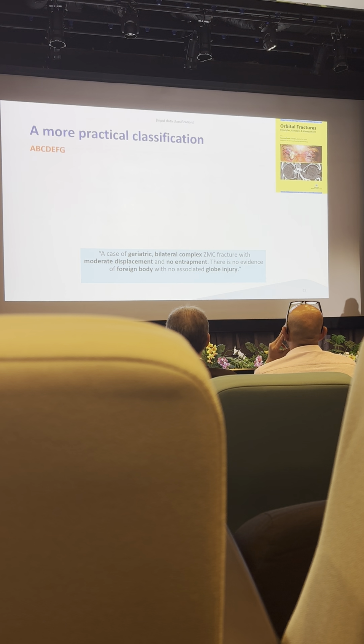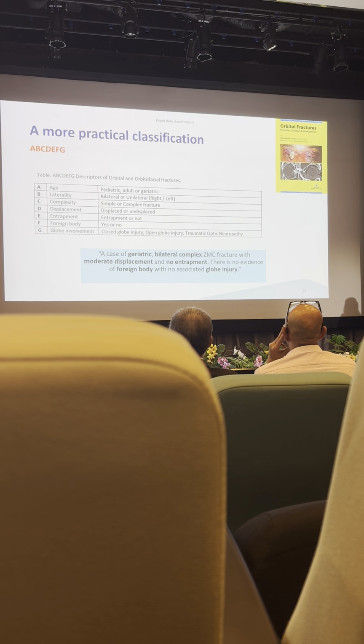Like any good Singaporean, we all love our acronyms, and the second part of this classification is what makes it so powerful, because it's easy to remember. If you know your ABCs, you will remember this classification system. A stands for age, so is it a pediatric, adult, or geriatric subgroup that we're talking about? B refers to whether it's bilateral or unilateral, so it's the laterality of the fractures. C, complexity, refers to whether it's simple or complex, as described in the previous slide. D stands for displacement, E for entrapment, F for foreign body, and G for whether or not there's globe involvement.